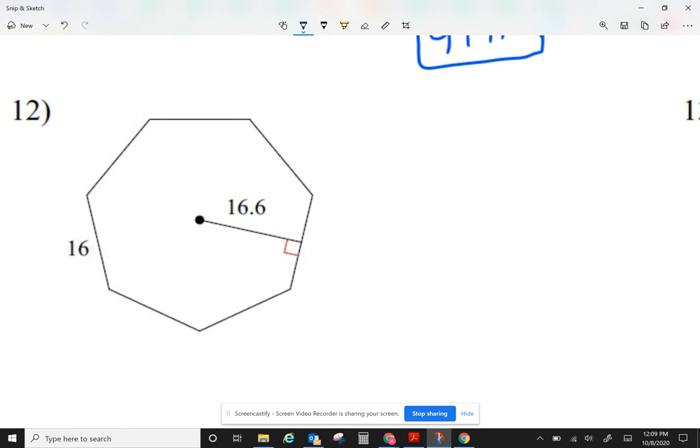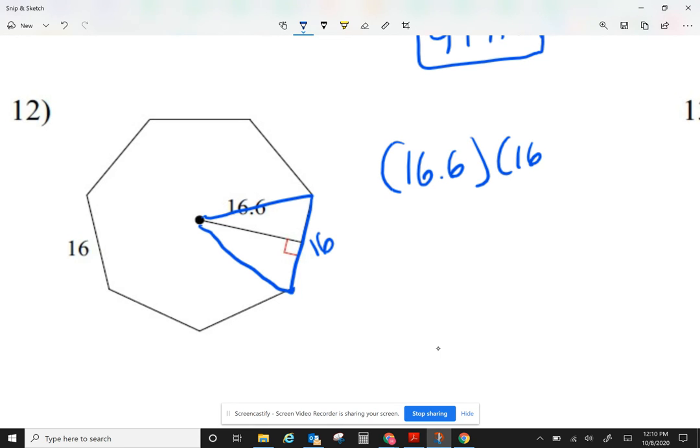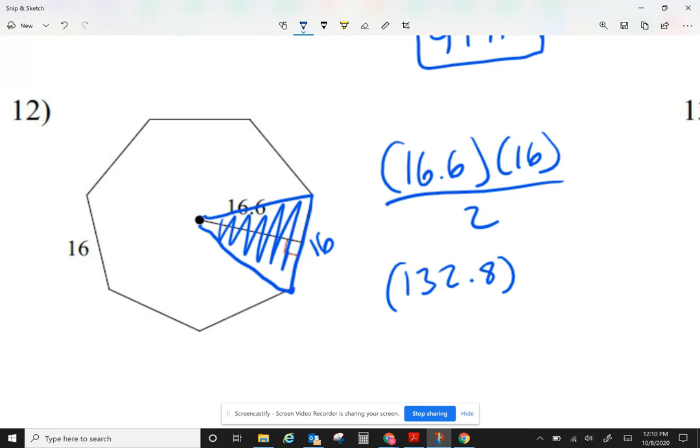I'm going to be looking at one triangle, and my focus is here. I know this side on the outside is 16 because I said that all the sides on the polygon, in this case, are going to be the same. So the way I'm going to find the area of that triangle, my blue triangle, I'm going to go 16.6 times 16, and my result, I'm going to divide by 2. Once again, that's just going to give me the area of the one triangle. And I get 132.8. Once again, that is this triangle only.